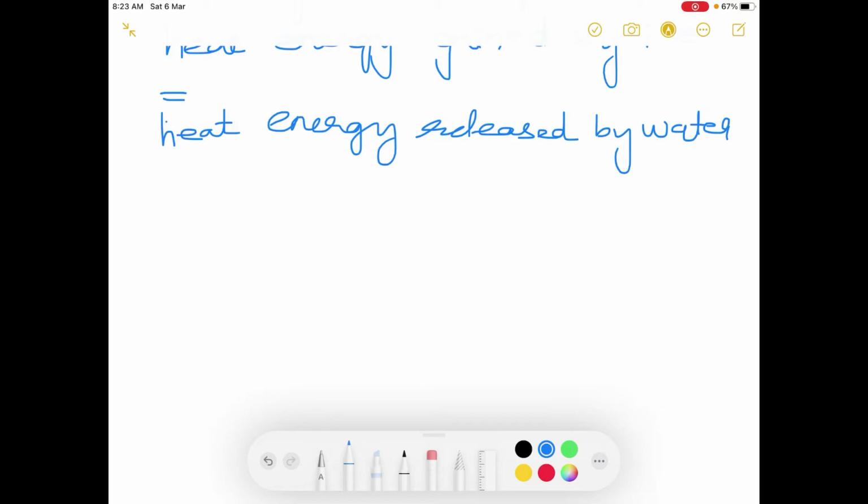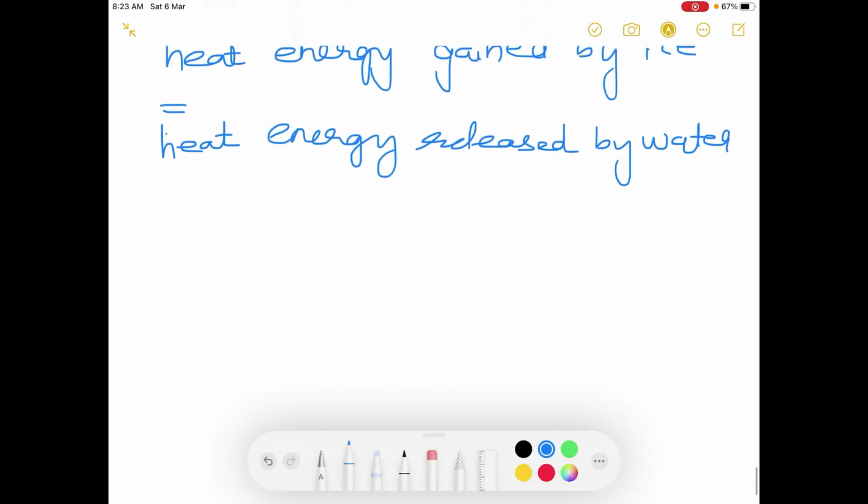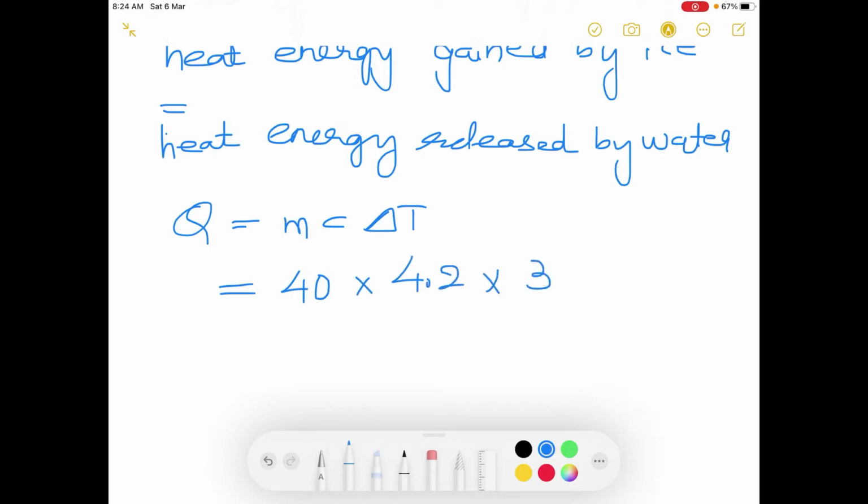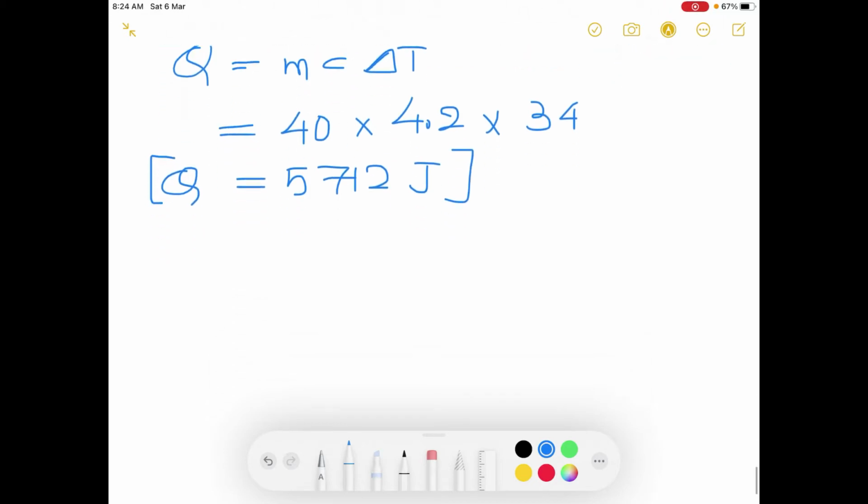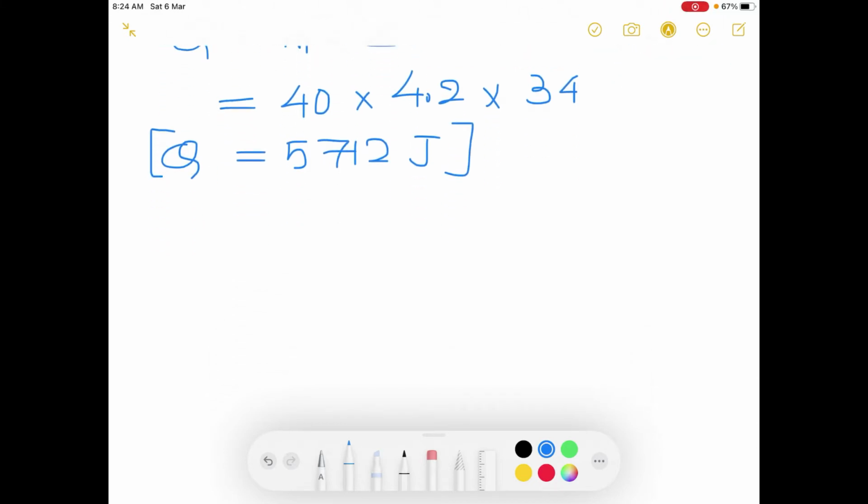Now first let's find what is the heat energy released by water, so that will be Q, which is equal to mc delta T. So that is equal to mass is 40 gram, C is given as 4.2, and change in temperature we saw, that is 34. So calculating all this we will get 5712 joule. This is the heat energy, and that will be equal to the specific latent heat. Okay, we want to find the specific latent heat. Let us use this value in the equation. Q is equal to L into M.